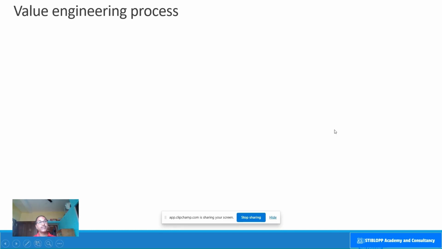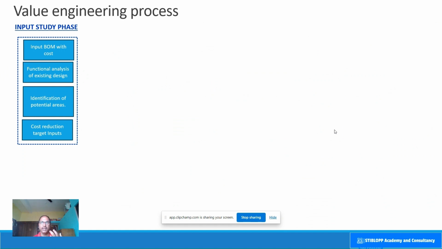Value engineering process. The four phases of the value engineering process are input study phase, idea generation phase, feasibility study phase, and the implementation phase. Let's go through each of these phases one by one.